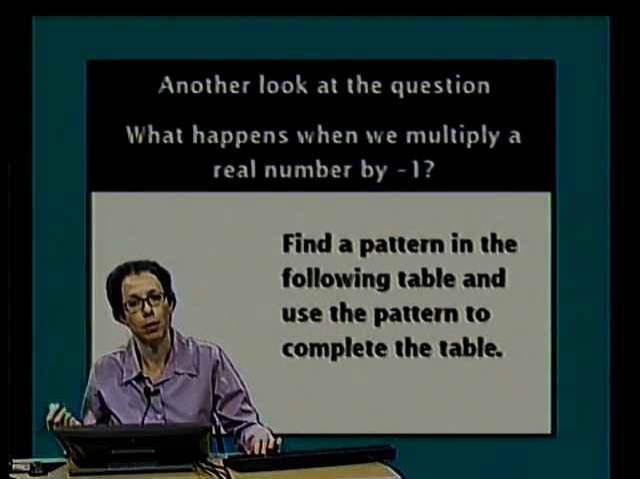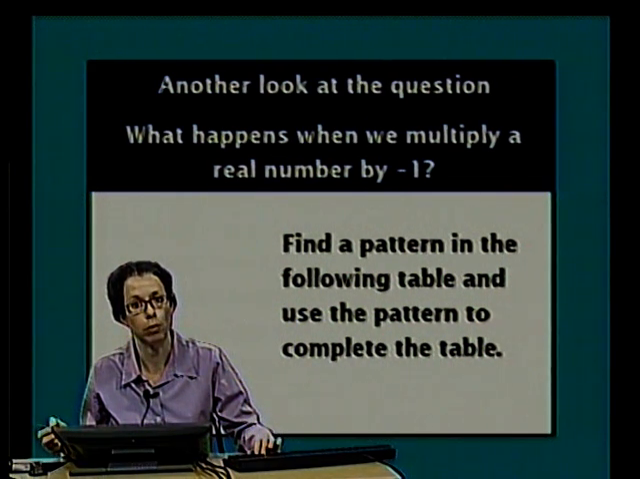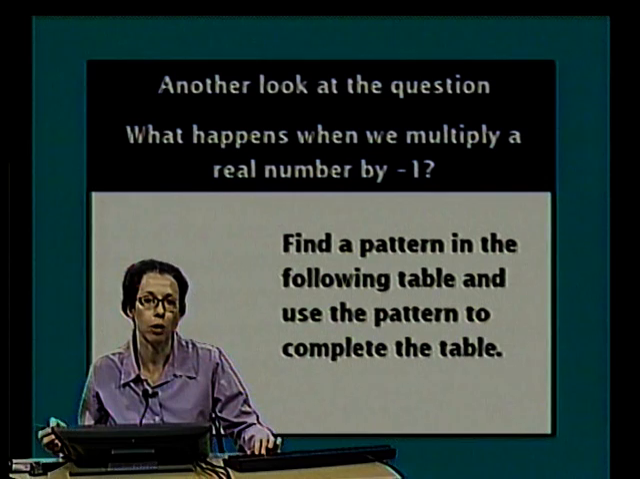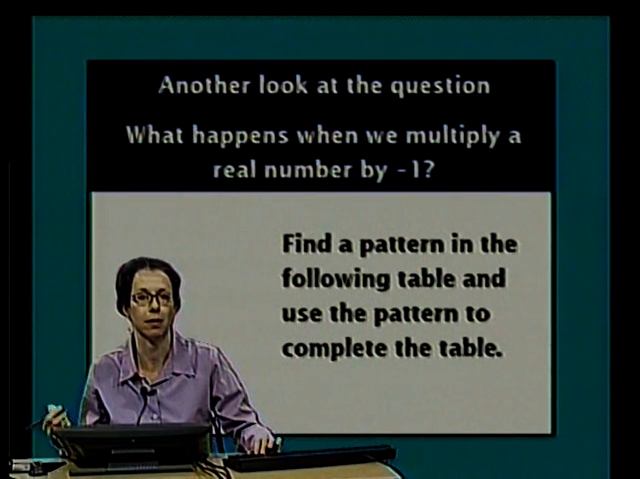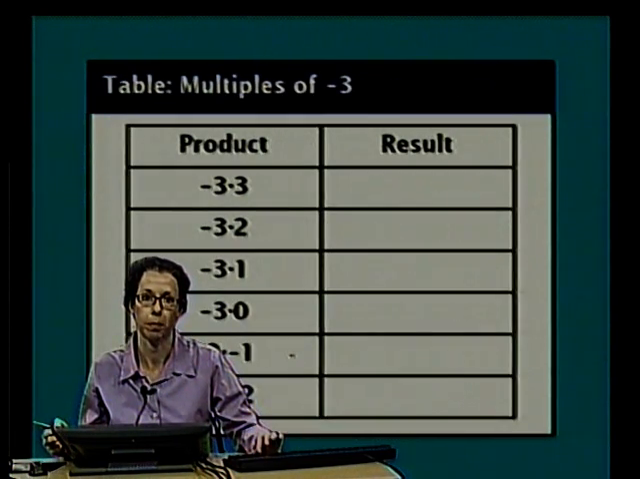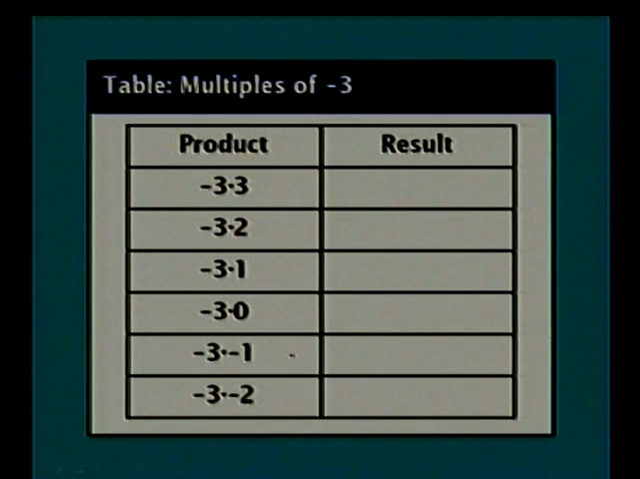So we're still thinking about this question, what happens when we multiply a real number by -1? So we're going to look at a table. We're going to try to find a pattern in the table and then use the pattern to complete the table and see if we can derive some rules. So here's our table. The table is giving us multiples of -3. The first factor in all of these products is -3. So let's start by looking at the product of -3 and +3. Using repeated addition, we were able to convince ourselves that that equals -9.